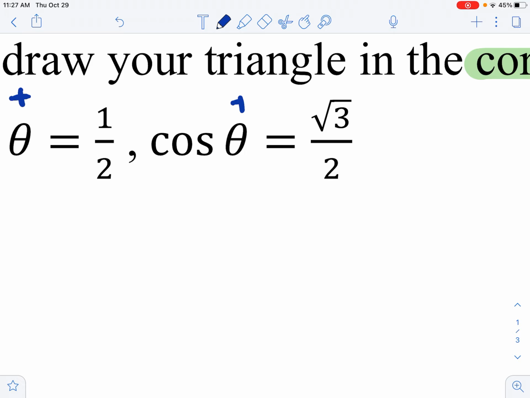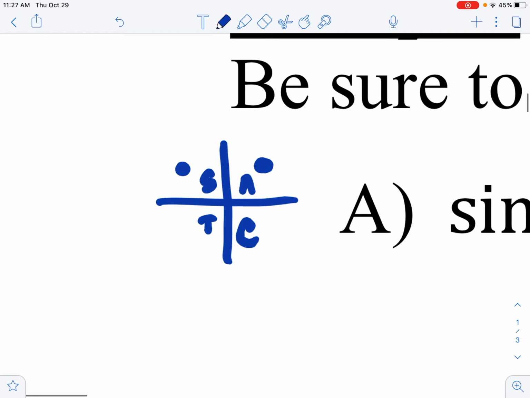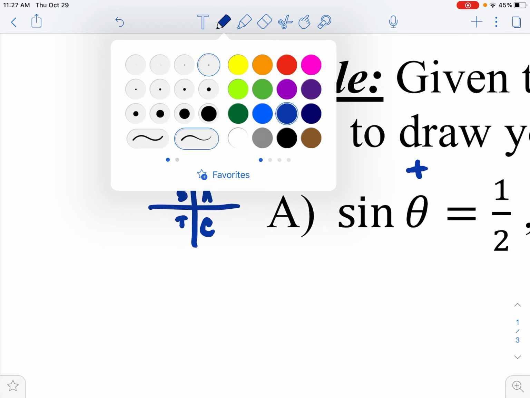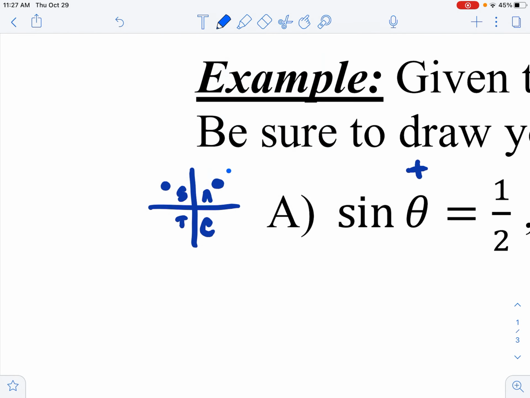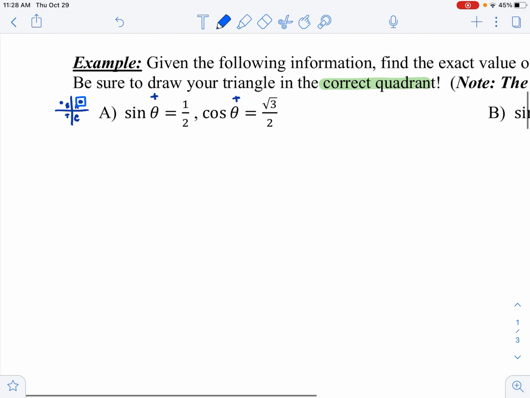Now I look over here and see what the other clue is. It says cosine is √3/2. In other words, cosine's positive. So out of these two that I've limited it to, where is cosine positive? Cosine's positive right here. It's also positive down here, but I already ruled it out. Okay? So I'm drawing my triangle in my first quadrant.